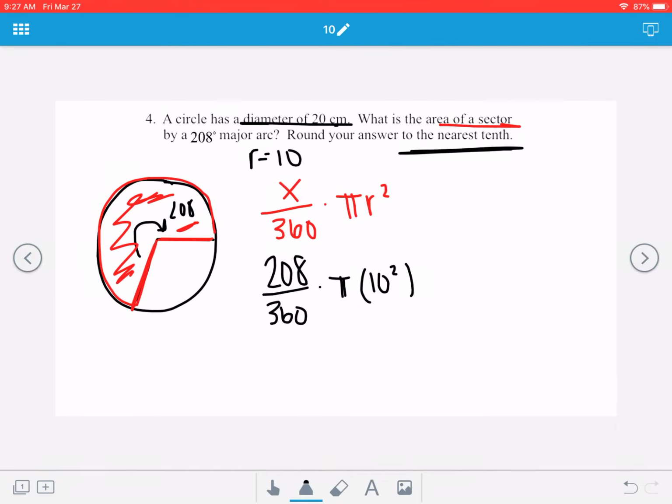This one says round to the nearest tenth. So you guys from here, you could just put this all in the calculator and round it to the nearest tenth. You just have to make sure that when you put it in the calculator, you are doing so correctly. 208 divided by 360, not times 360, times 100 pi. And you should get about 181.5 centimeters squared.